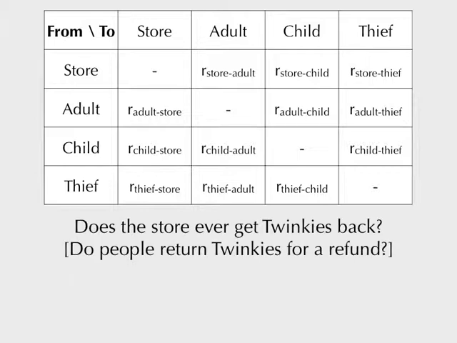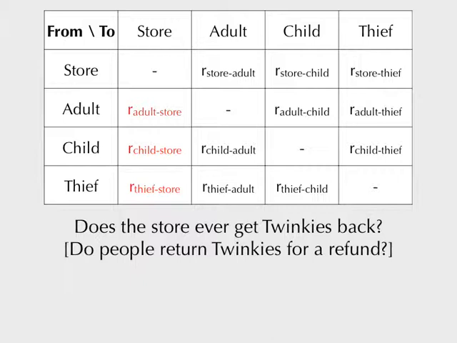All right, and so we can use this matrix to answer questions. Let's say, does the store ever get Twinkies back? Is there ever a return of Twinkies? Imagine we tried different ways here. How could I look at the problem and figure out if people do return Twinkies? What numbers in the matrix would tell me that? So then I'm going into the store, so this column right here. If I have a rate matrix, my question could be, are these rates zero or non-zero?